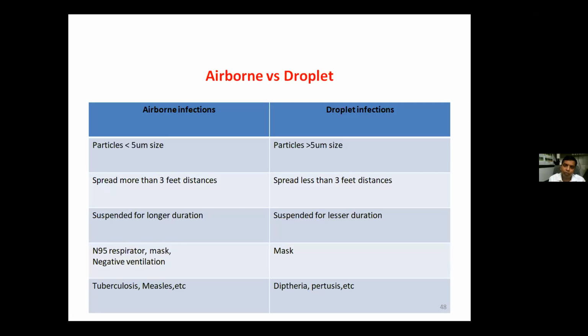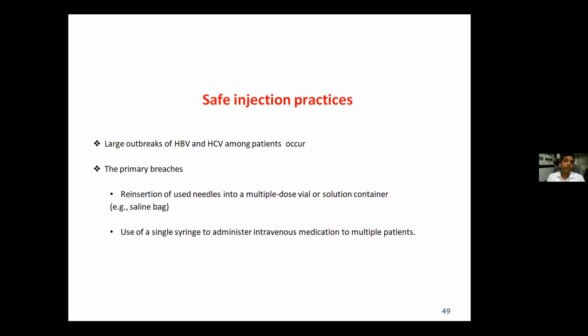I repeat again, for airborne infections, N95 respirators should be worn by healthcare personnel, patients should wear a mask, and the patient should be isolated in a negative ventilation room. While for droplet, only a mask is sufficient. So that was about standard precautions, transmission-based precautions and hand hygiene. Now let us see the other measures.